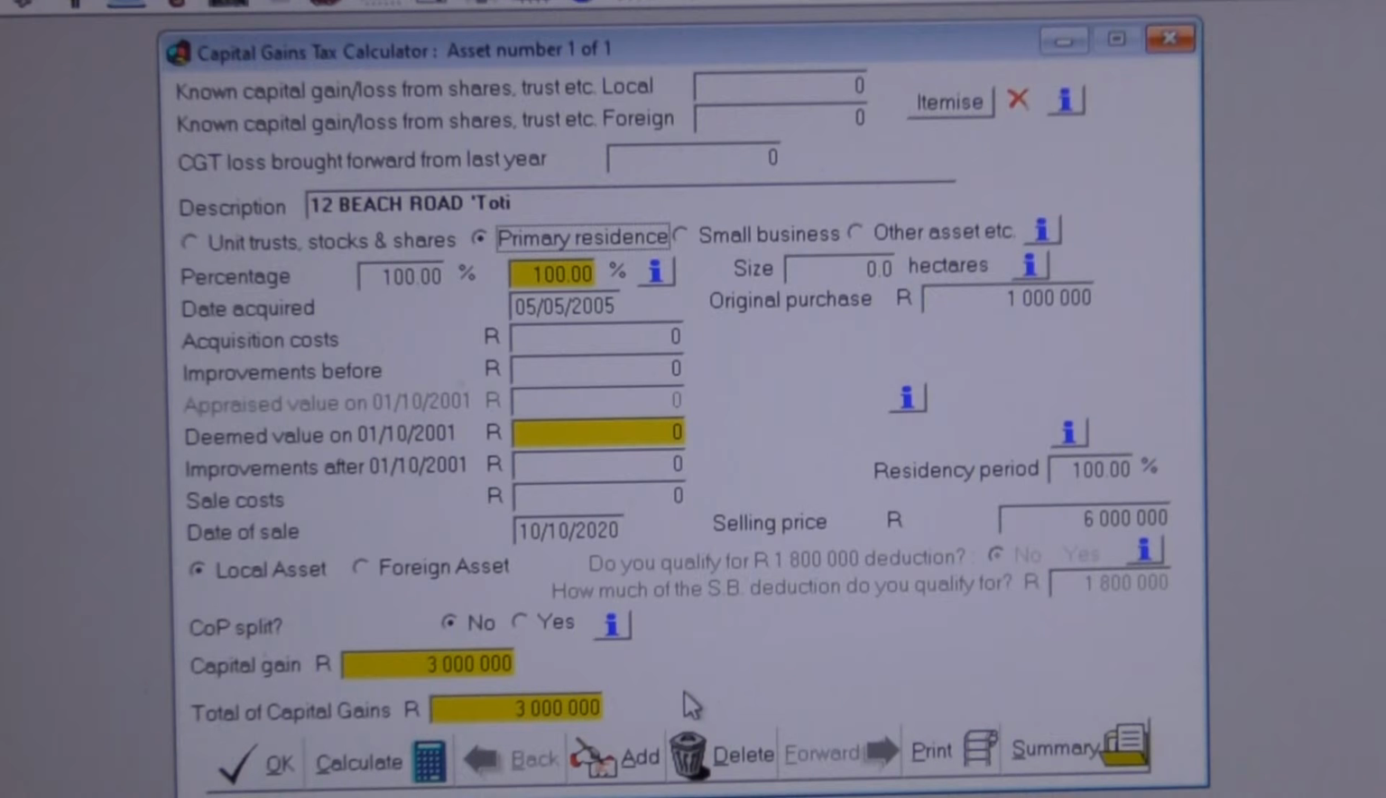Also, with the community of property primary residence, the exemption of 2 million applies to the profit on the property, and the remainder is split 50-50 between spouses who each qualify for a 40,000 rand annual exclusion. The primary residence exclusion is per property, remember, and not per spouse married in community of property.